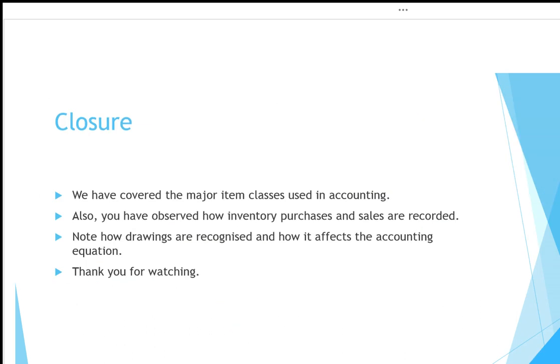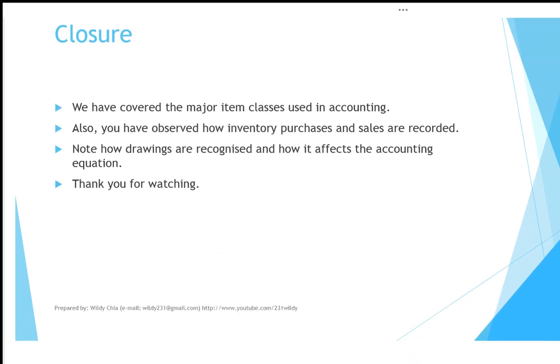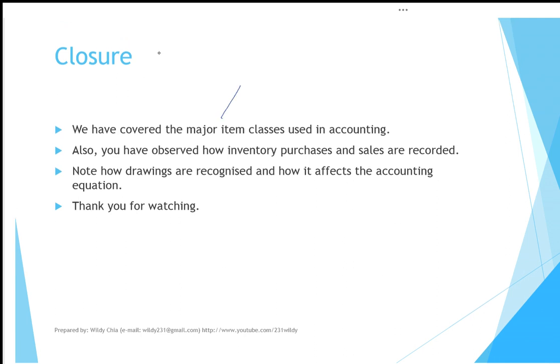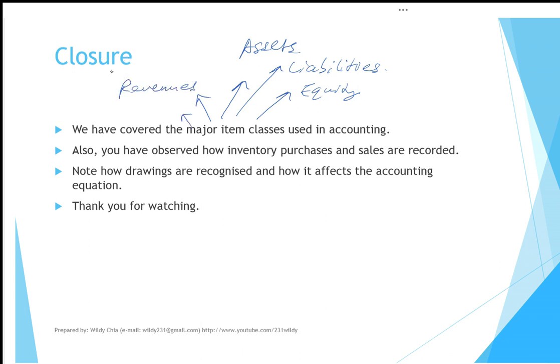So now we have covered the major types of item classes used in accounting. They are namely assets, liabilities, equity, also known as capital, and we also covered revenues and expenses. So these are the 5 main classes. Of course, equity and drawings are actually considered as one class on their own.